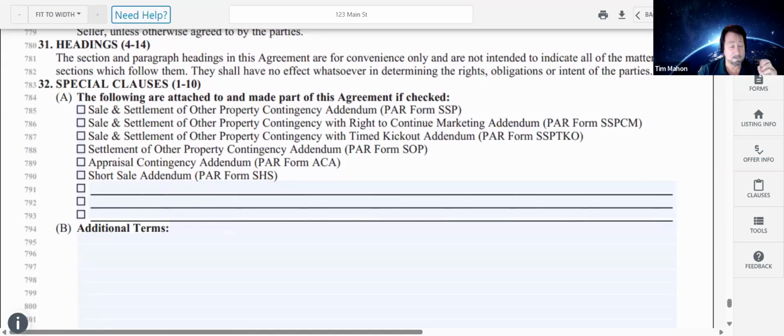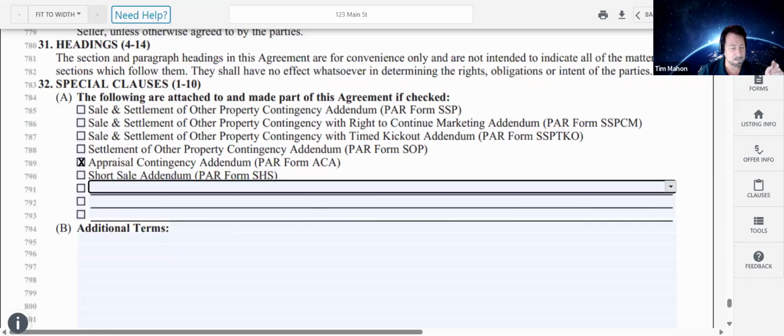Some of which we can't talk about now because we are simply out of time. But just be aware, and we'll cover some more of these later in the week as they come up. There are sale contingencies, contingent upon the sale or settlement of other property. I did mention the appraisal contingency addendum. You would check this box and include it here.